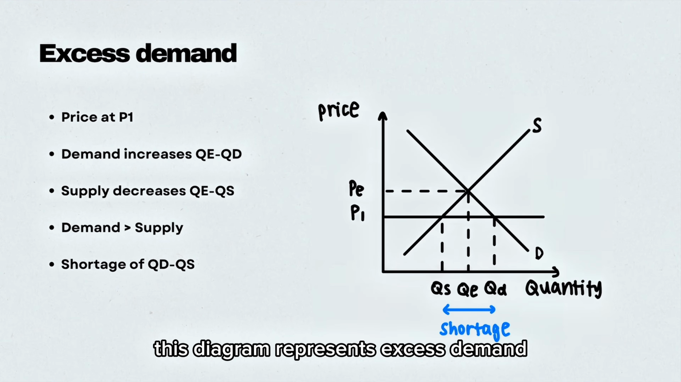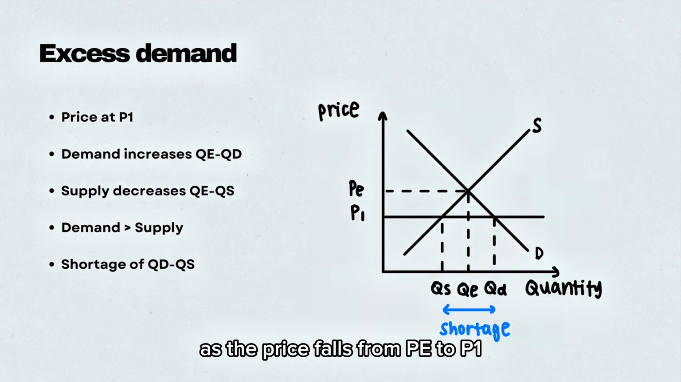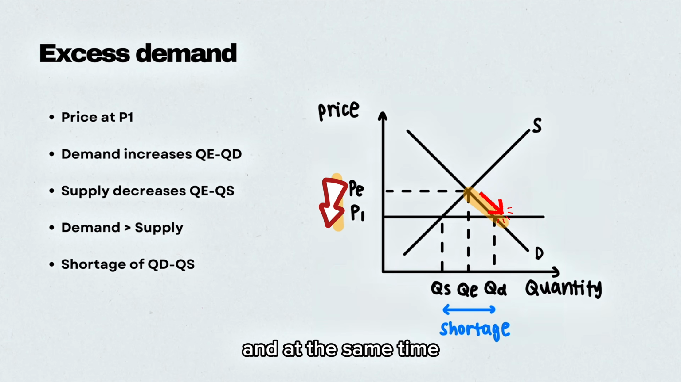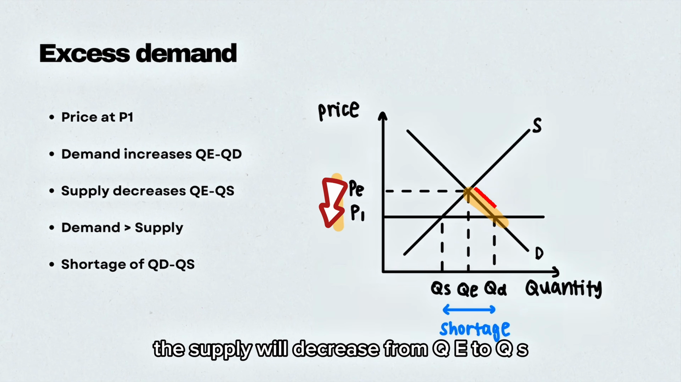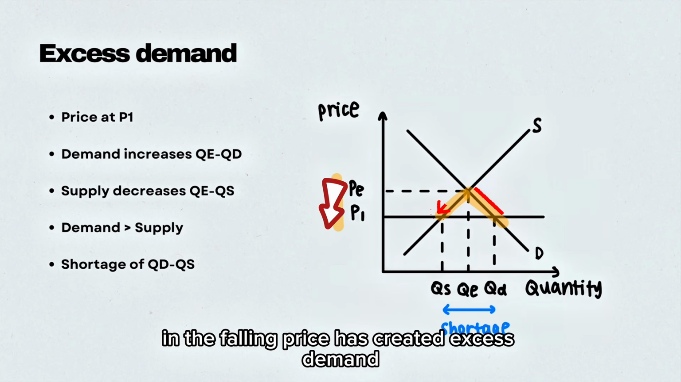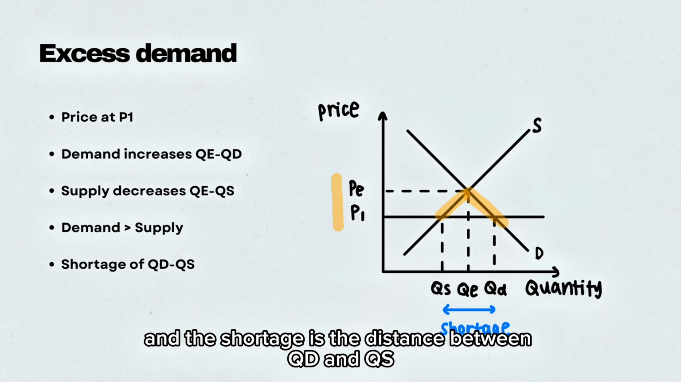This diagram represents excess demand. As the price falls from PE to P1, demand will increase from QE to QD, and at the same time, the supply will decrease from QE to QS. The fall in price has created excess demand, and the shortage is the distance between QD and QS.